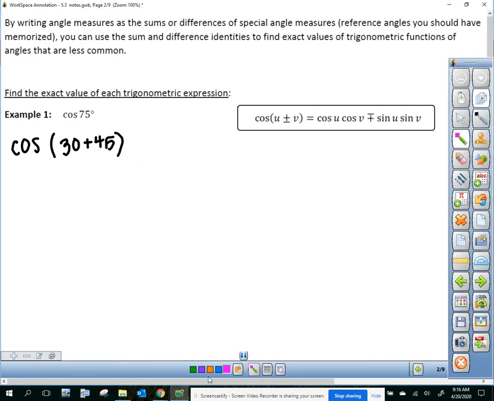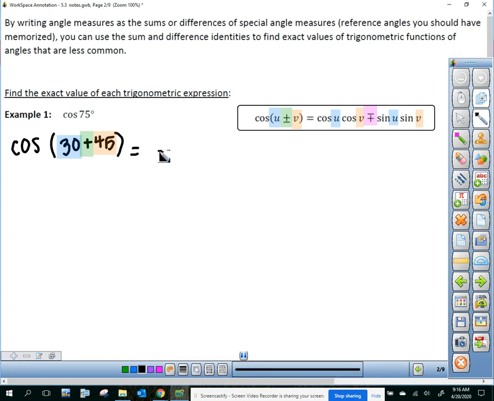I'm going to do some highlighting here to show you what we're going to replace. So I've got the formula listed here. My u is the 30, so that's going to show up here and here. And then the v is going to be the 45, so that's going to show up here and here. And this is cosine plus, so it's a cosine sum formula. So when I expand it, remember it's going to be the opposite. So it's actually going to become minus.